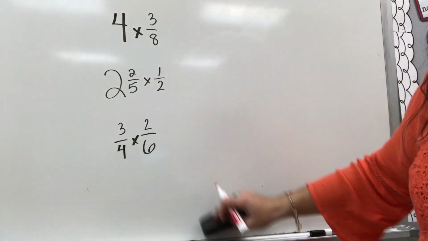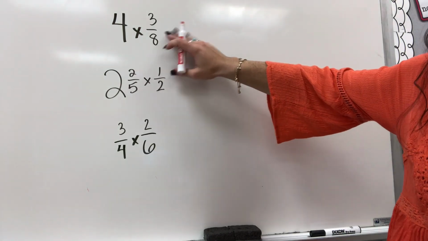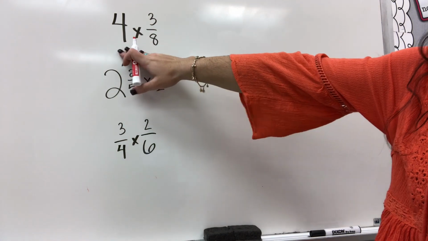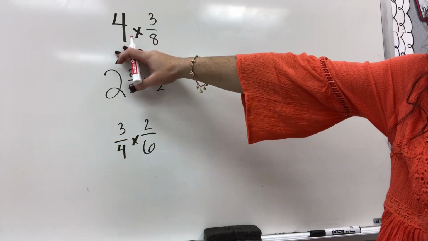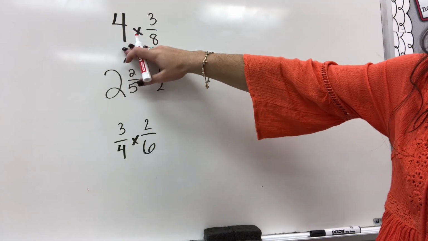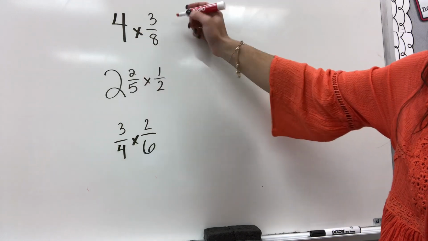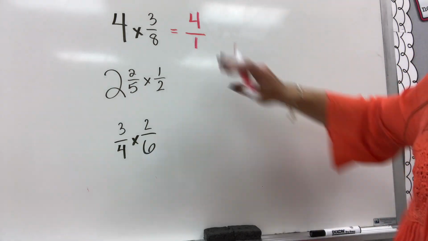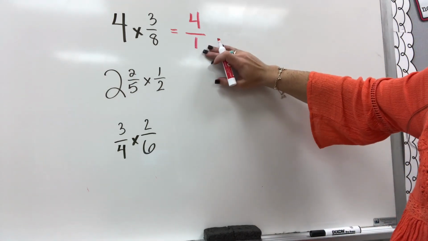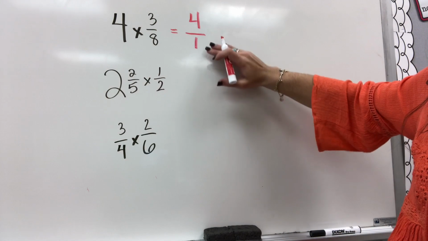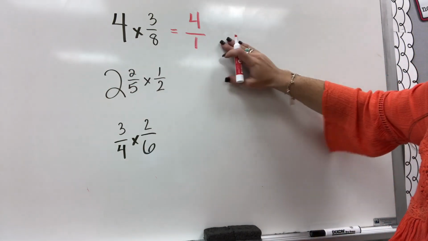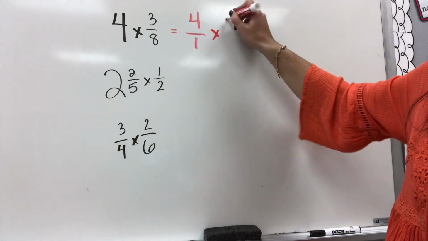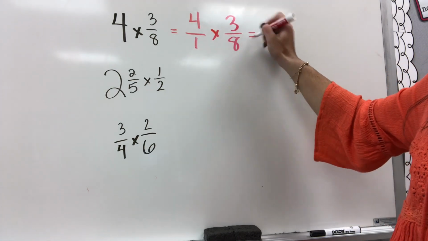So let's look at 4 times 3/8. Now, I know that 3/8 is already broken up into a numerator and a denominator, but 4 is a whole number. So I first have to make 4 a fraction. In order to make 4 a fraction and still have it keep its value of 4, you simply put your whole number over 1, because that does not change the value. 4 divided by 1 is still 4. That's why we can do that. So you put your whole number over 1, your fraction stays the same, and you multiply across.